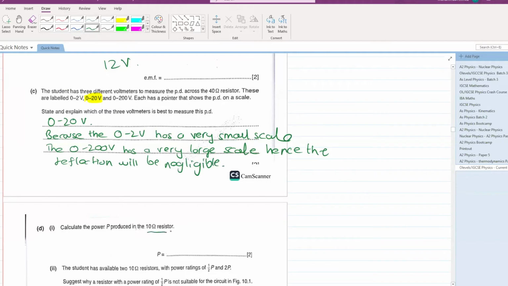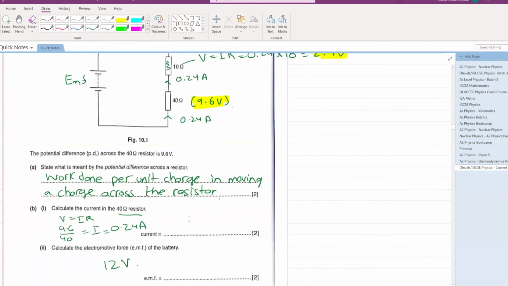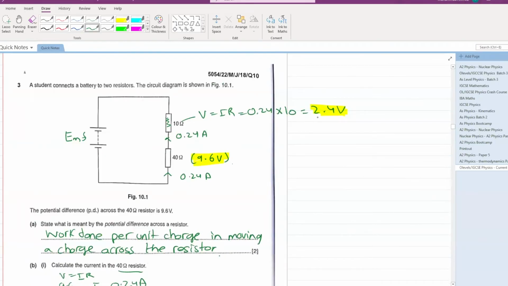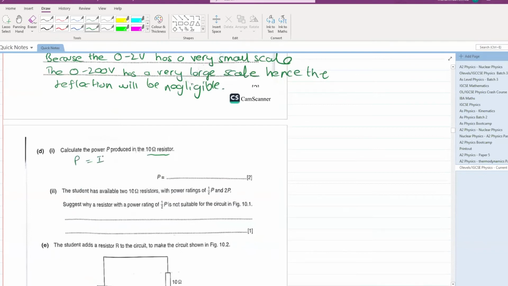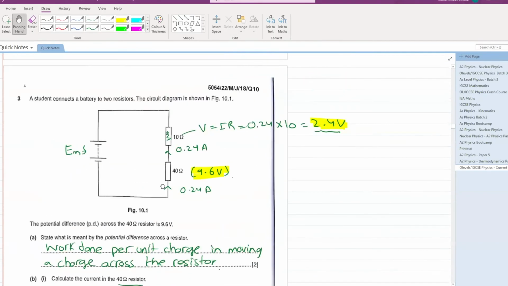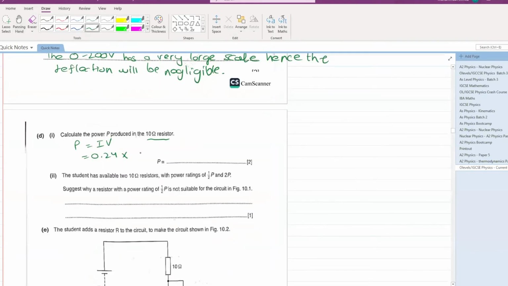Calculate the power dissipated in the 10 ohm resistor. The voltage across this is 2.4. The current across this is 0.24. So power equals IV. The current is 0.24, the voltage was 2.4. Multiply both of them and you will get your power. 0.24 into 2.4 gives you a value of 0.58. 0.58 is your power.